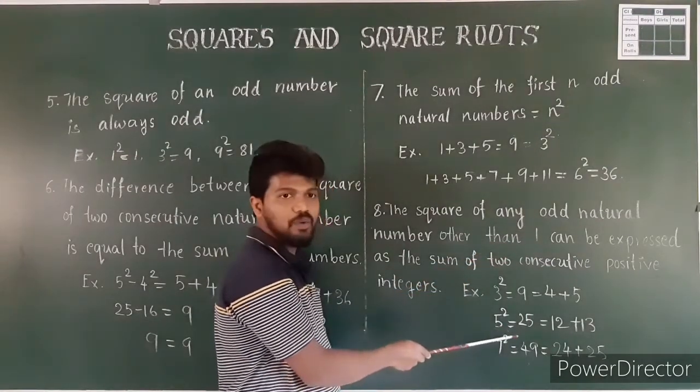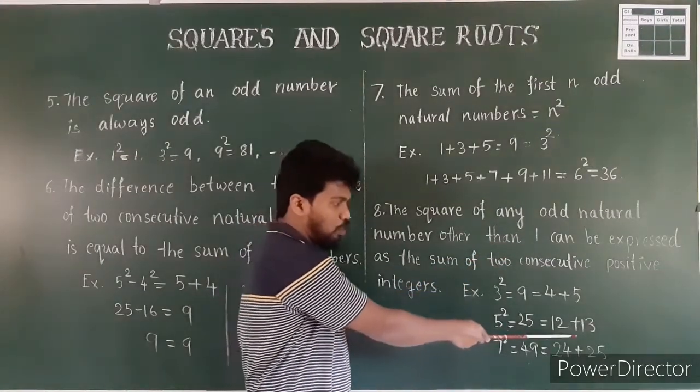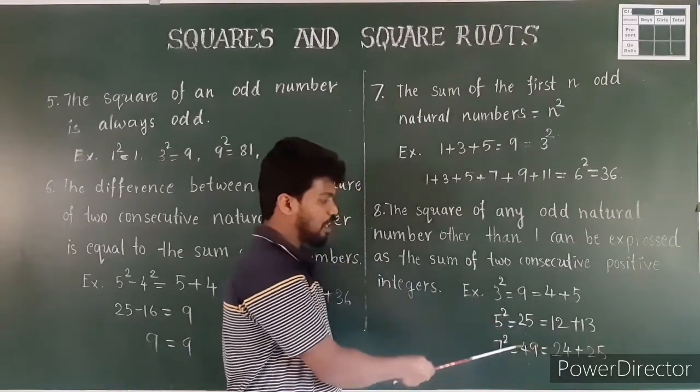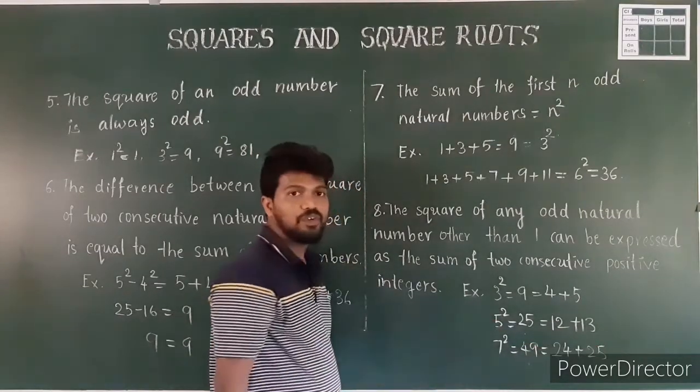Okay. 5 square is equal to 25. You write it as 12 plus 13. 7 square is 49, so that is equal to 24 plus 25.